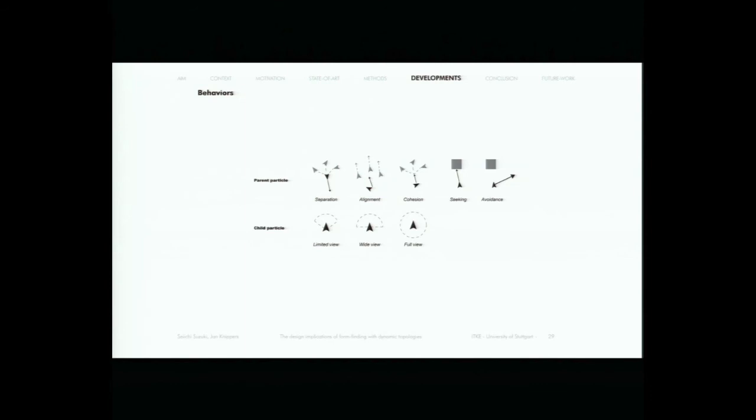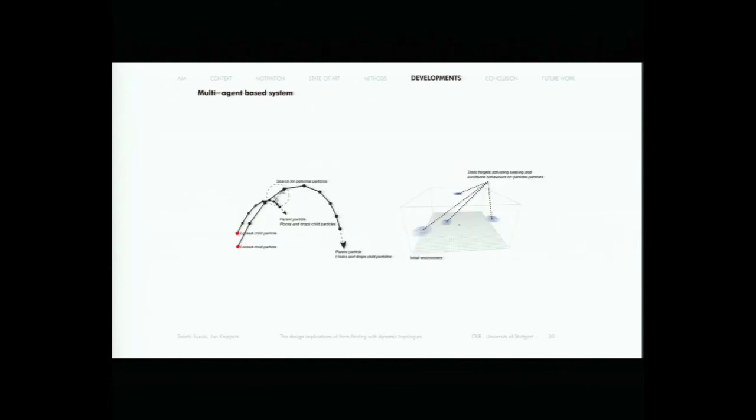The first one uses multi-agent-based systems. In this case, we have designed two types of agents, parent and child, each one with very specific behaviors. The parent agent floats around the digital space while dropping children and connections between them. And the designer can place some static targets around this digital space in order to control the openness and the closeness of the structure.